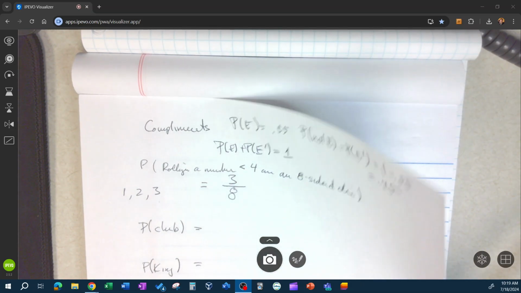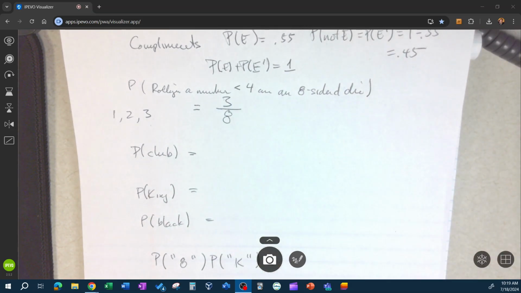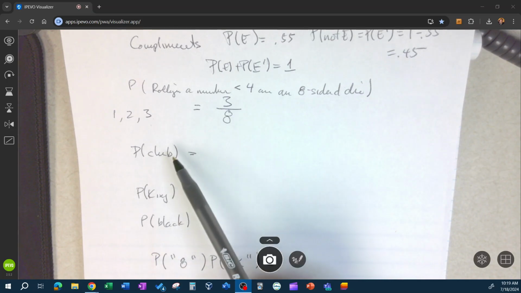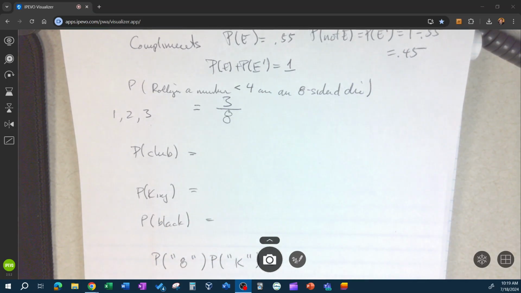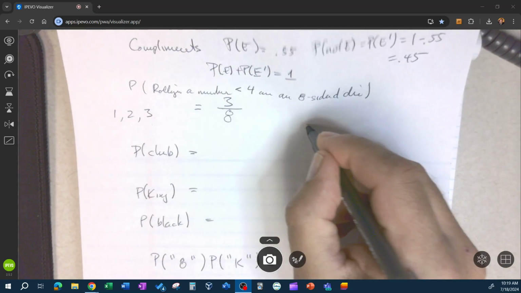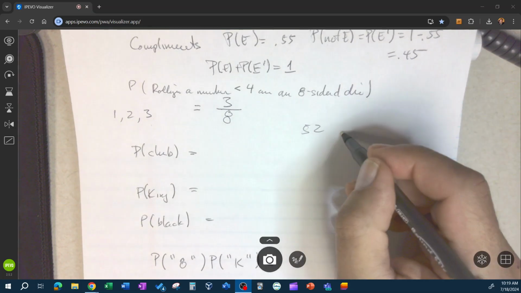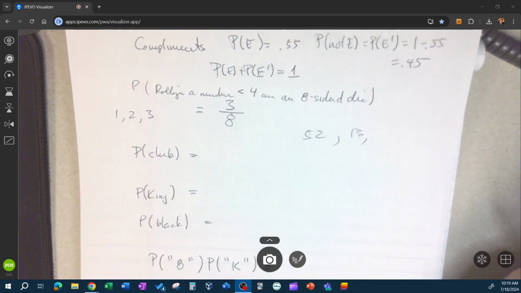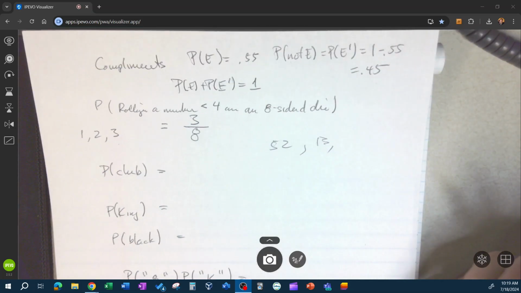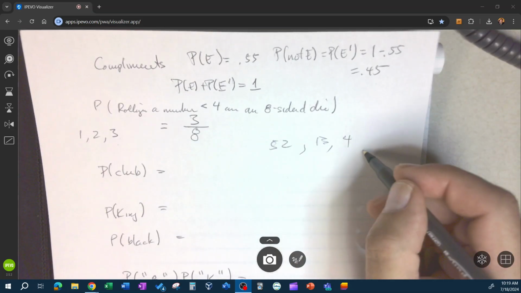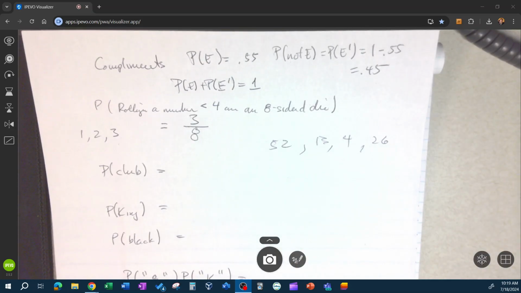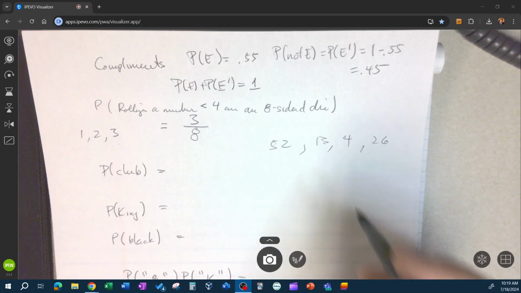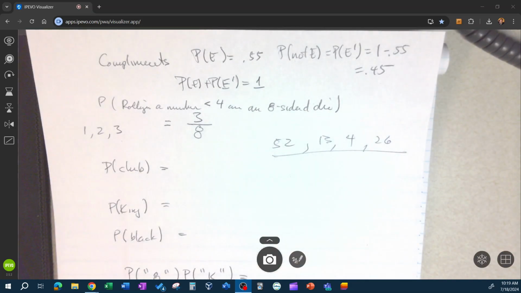And I wanted to go through also cards. A lot of probability has to do with cards. So let's just remember some of the numbers here. First of all, there's 52 cards in a deck. There's 13 cards in each suit, like heart, club, spade. There's 13 of those. There's 4 of each card, right? There's 26 red cards and 26 black cards, all right? So these are the numbers you're going to use.